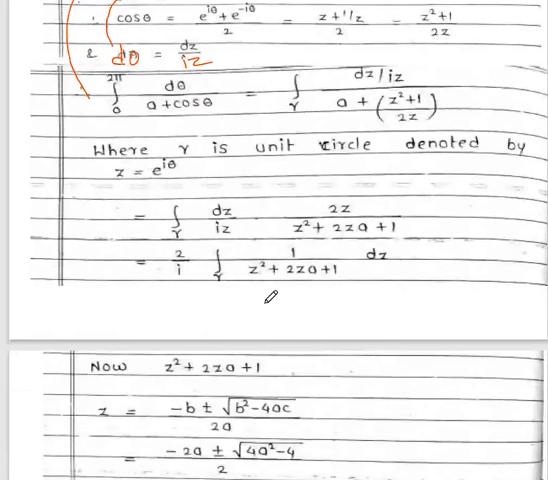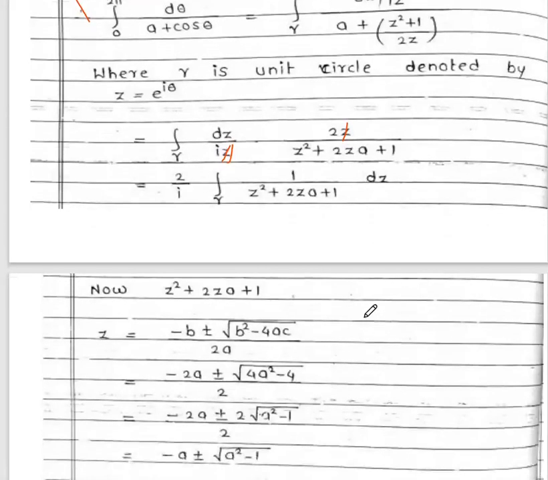So therefore integral over curve gamma dz upon iz. This can be written as, after simplifying the term, twice z upon z square plus 2za plus 1. Here 2 upon i is a constant term, so take it outside of this integral. Then in the integral over curve gamma, multiply z to this term. Here this z and this z will get cancelled. So the only remaining term is dz upon z square plus 2za plus 1.